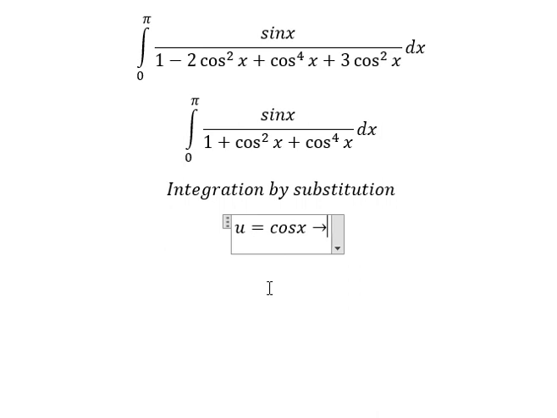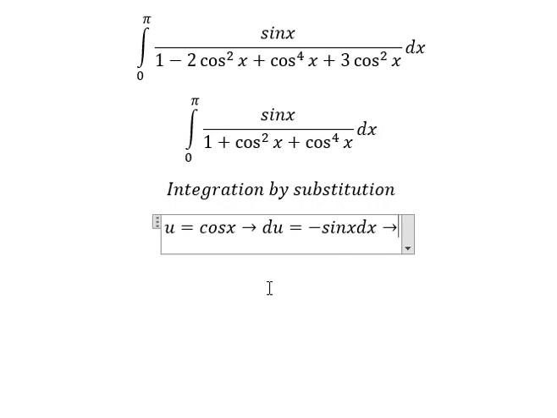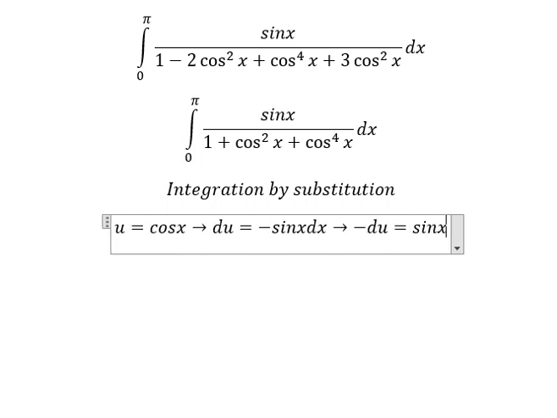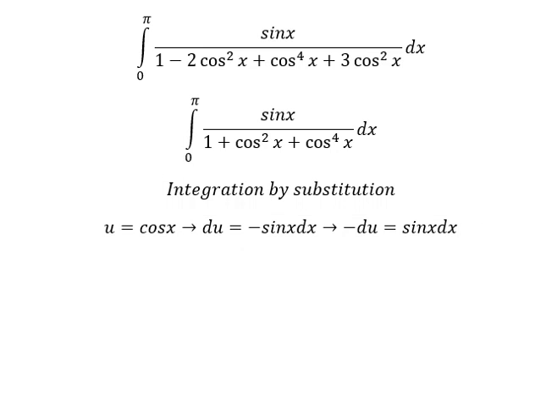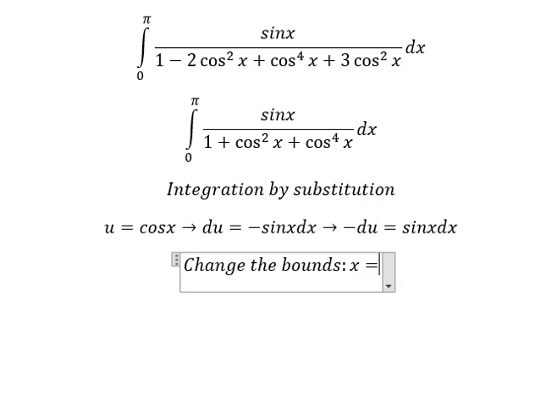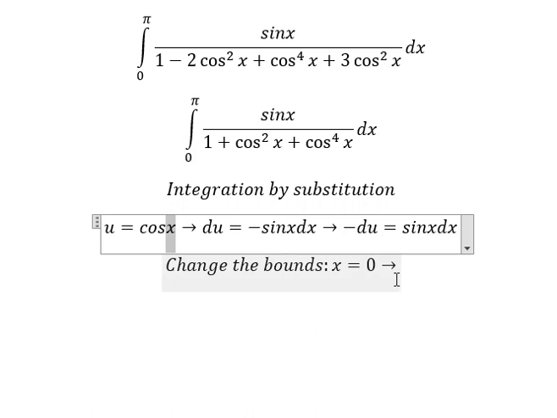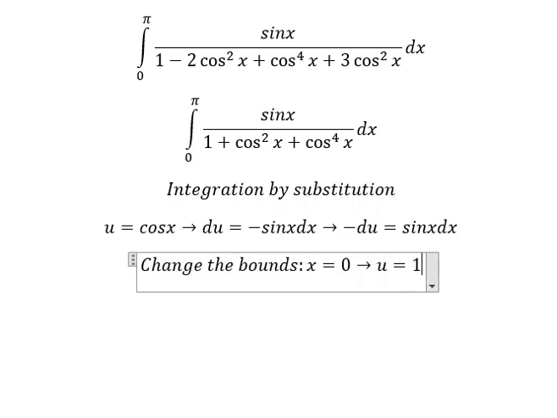Later that we need to do first the derivative for the both sides, and we have negative sin x dx. Because we don't have the negative sign in here, so I will put this one go to the left. Next, we need to change the bounds. When x equals to number 0, we put number 0 gone here. So we have u equals to number 1.